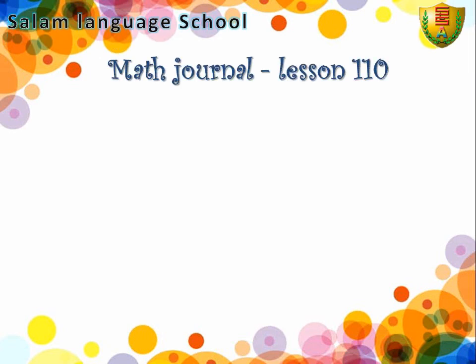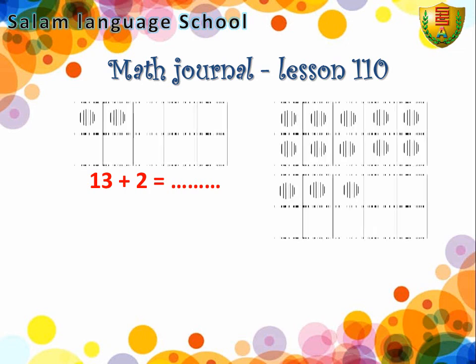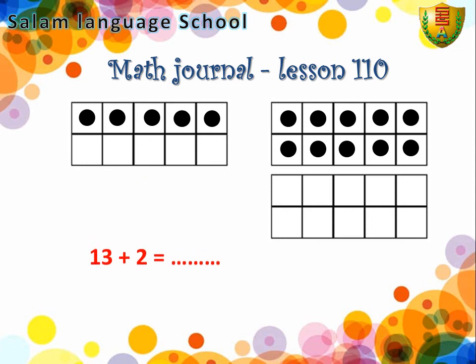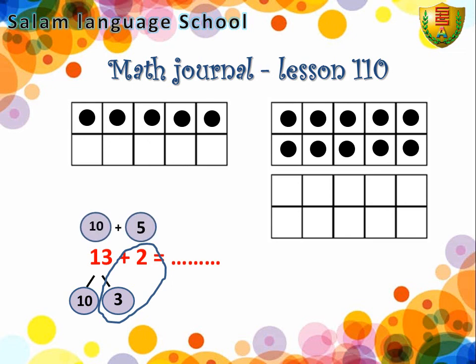It's Math Journal Time, Lesson 110. 13 plus 2. The first 10 frame has 2 and the second 10 frame has 10. The last 10 frame has 3 to make 13. Move the 2 dots to the empty 10 frame to become 5. 10 and 5 is equal to 15. So 13 can be decomposed into 10 and 3. The number 3 goes with the number 2. It becomes 5. And the number 10 is added to 5 to give me 15.